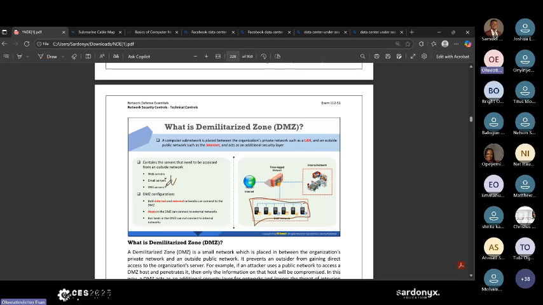So both the internal and external networks can connect to the DMZ. Hosts in the DMZ cannot connect to the internal network, but they can connect to the external network. So whatever the client needs can actually be in the DMZ network.